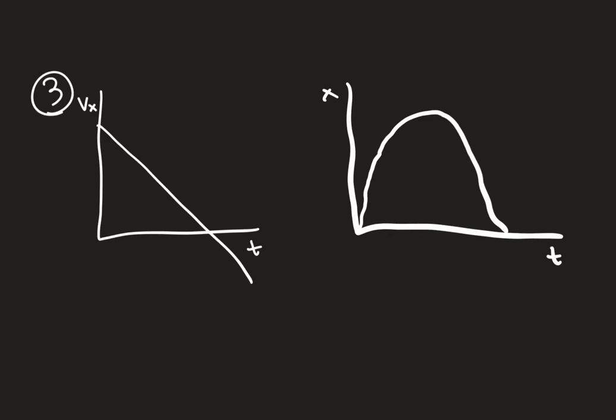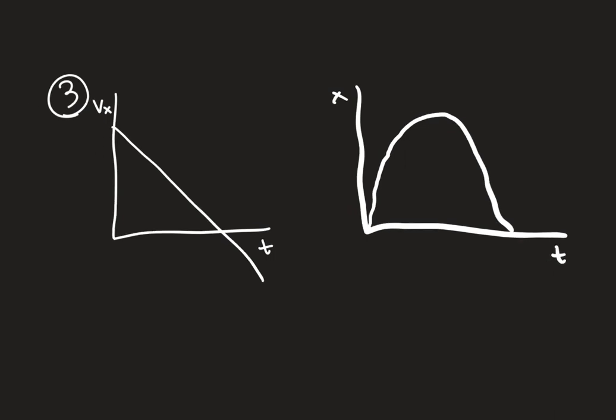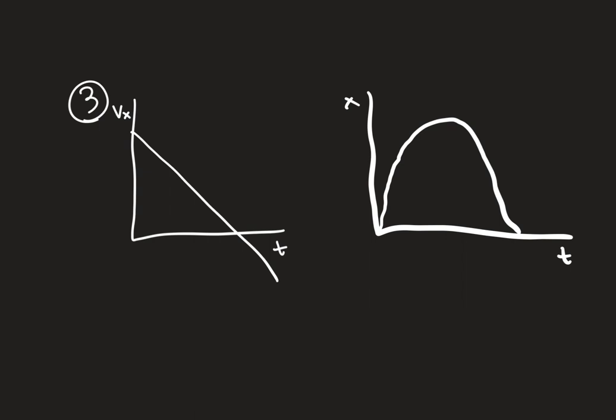Hello, question 3 gives us a graph of velocity versus time. And the graph is this one here. This is the graph. And we have to translate that into position versus time. So x versus time.